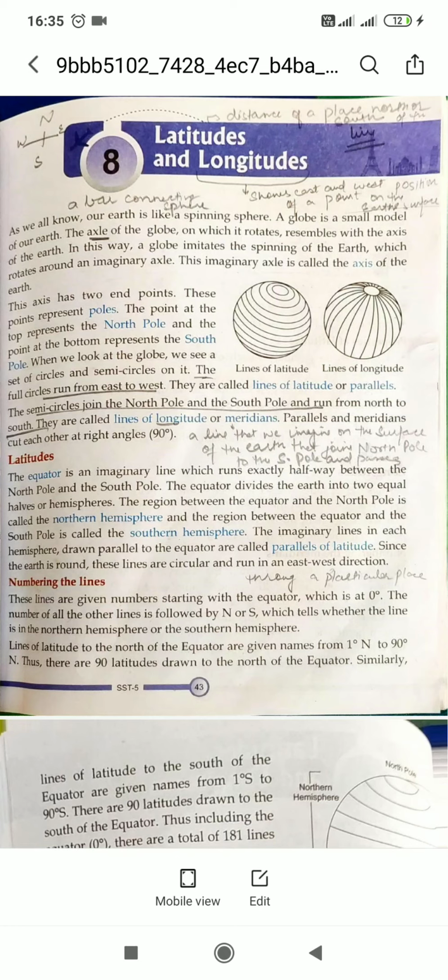The equator is an imaginary line that divides the earth into two equal halves. The region between the equator and the North Pole is called the Northern Hemisphere, and the region between the equator and the South Pole is called the Southern Hemisphere. Now, the imaginary lines in each hemisphere drawn parallel to the equator are called parallels of latitude. These lines are circular and run in an east-west direction.